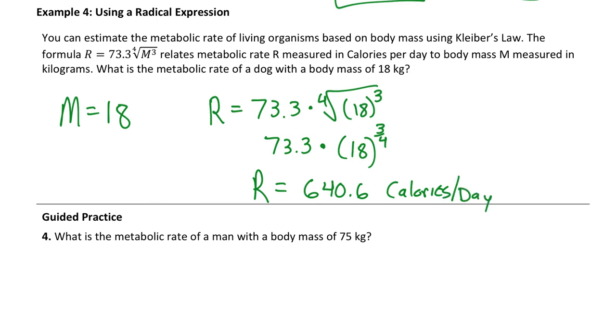So essentially what this is talking about is how many calories you burn in a day. If you're a smaller animal, you don't need as much food, so you don't burn as many calories in a day. If you're a bigger animal, you need more calories to survive. You burn more calories in a day.